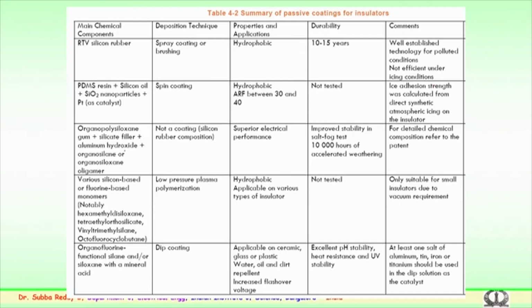So, several of these again are combinations of various materials and chemical compositions. These are the various methods which are being employed, and some are being developed and some are being used. You can see some are not tested and some have better properties initially, but in the long run the performance has to be verified.